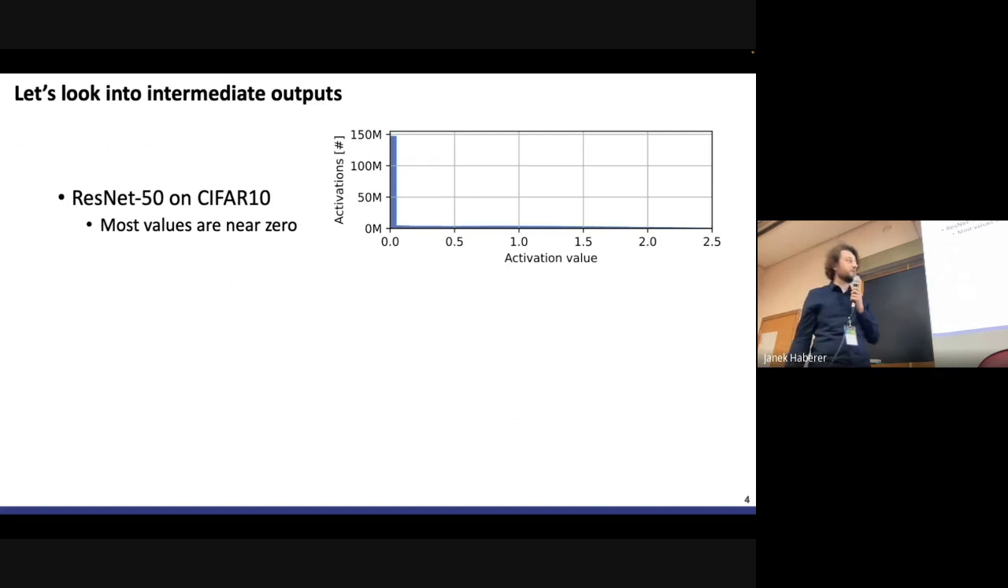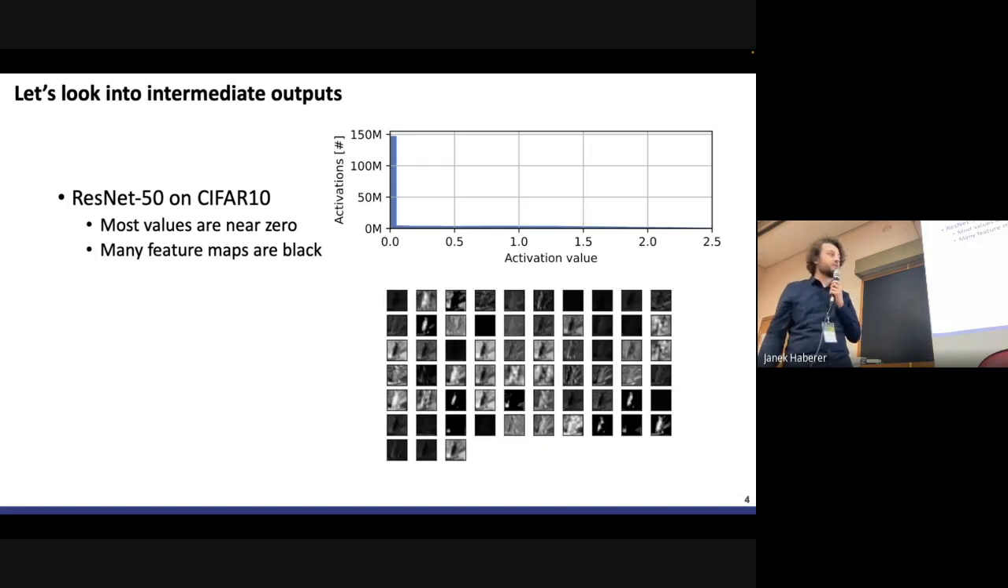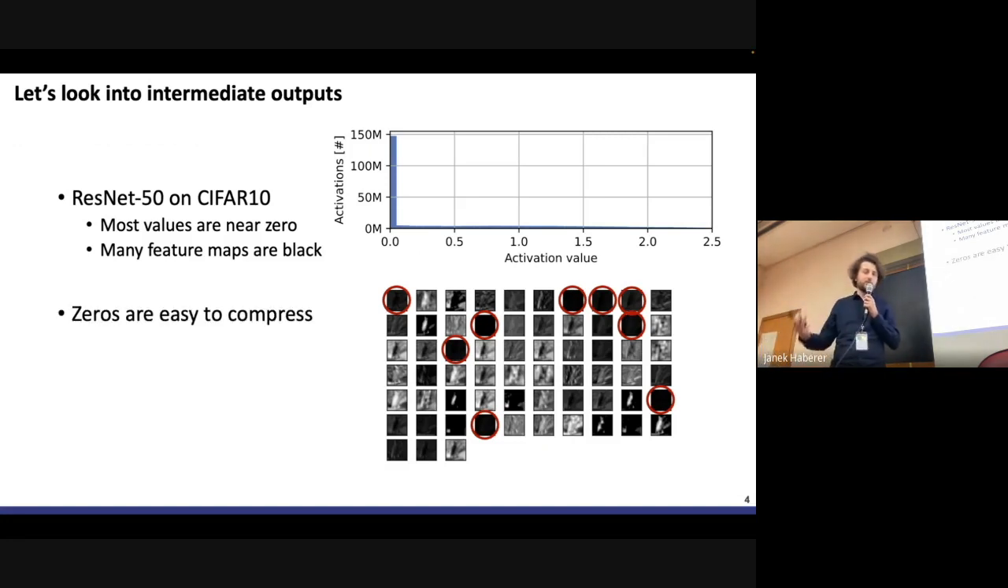So let's take a look into these intermediate outputs. This, as an example, is a ResNet 50 trained on CIFAR-10, so a very over-provisioned network, obviously. But we can see that here, this is split at some random hidden layer inside the network, and most of the activations are close to 0. Also, if we look into the feature maps, there are a lot of feature maps that are entirely black. Basically, we don't need to transmit these. And they're easy to compress, obviously.